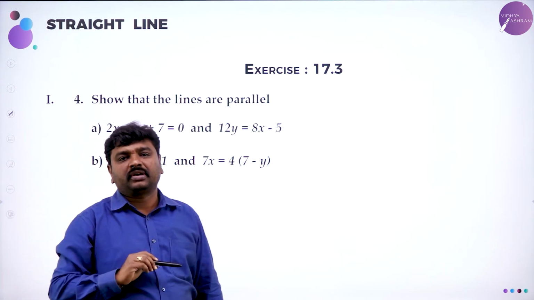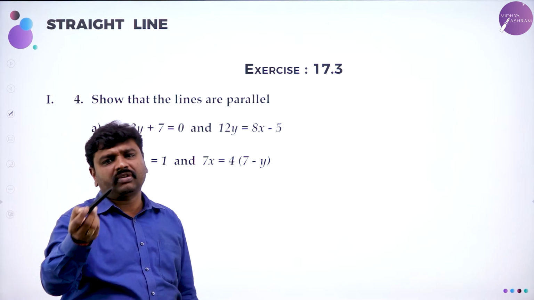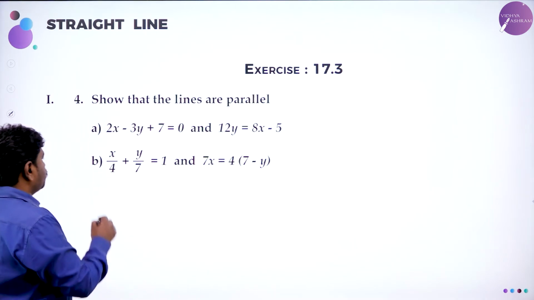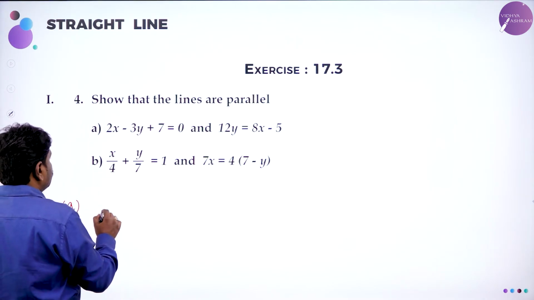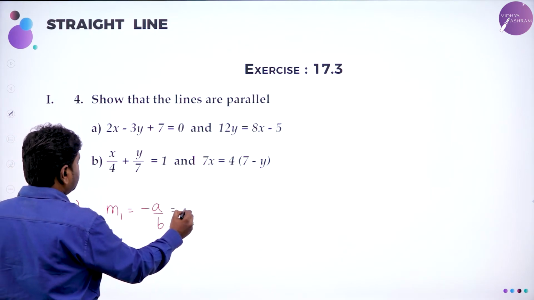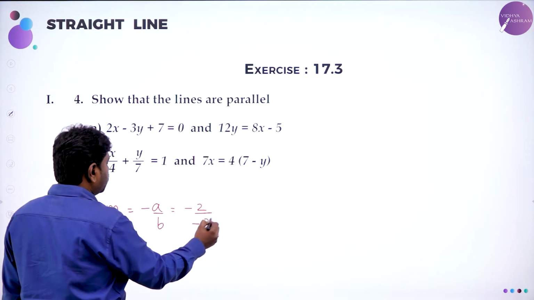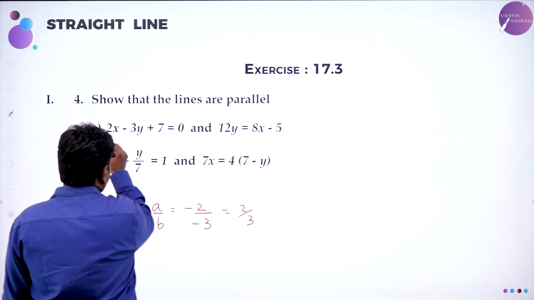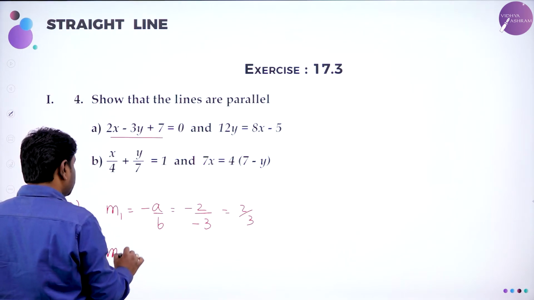Next, show that the lines are parallel. How to prove two lines are parallel? Find their slopes. If the slopes are equal, then we say they are parallel. So first part, a: what is the slope of the first line? m1. What is m1? Minus a by b. That is minus 2 divided by minus 3. That will be 2 by 3. And for this line, 2 by 3.